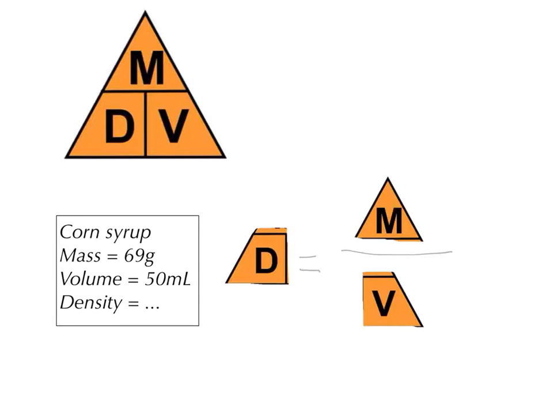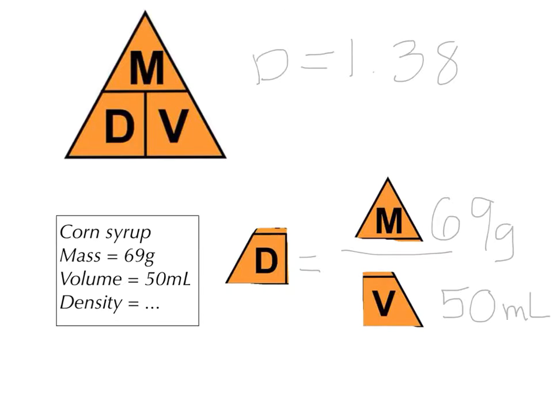The mass is 69, and the volume is 50. We then do 69 divided by 50. Once we do that division problem, the density equals 1.38. Since we used mass and volume, the units are going to be grams per milliliter.